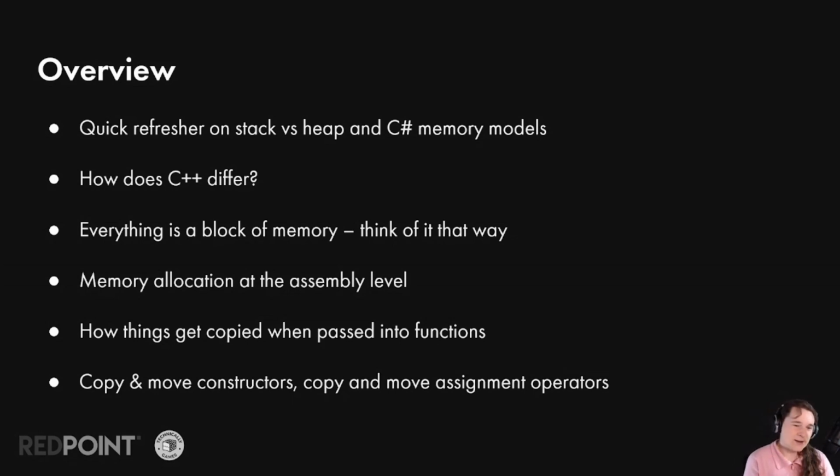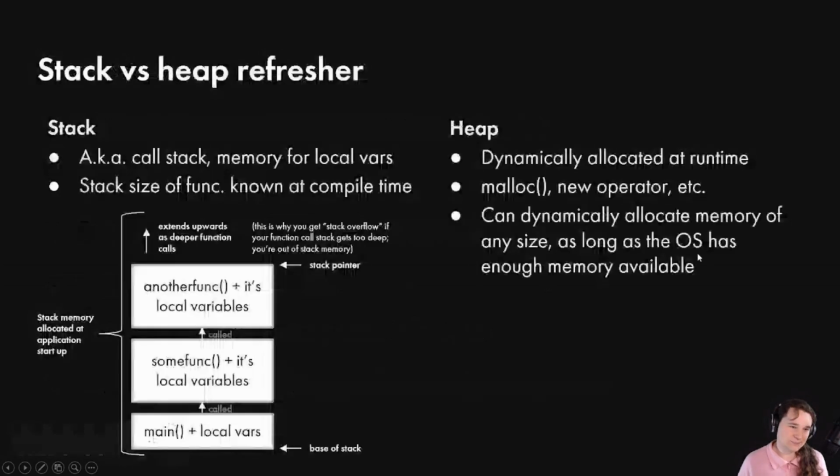How memory gets allocated at the assembly level when the compiler actually compiles your machine code. What does it look like? How things get copied when they're passed into functions. And then we're going to talk about copy and move constructors and a few other bits and pieces that we need for how memory works.